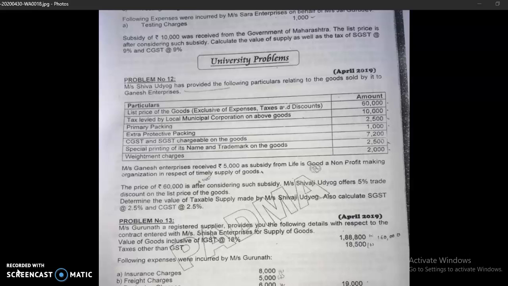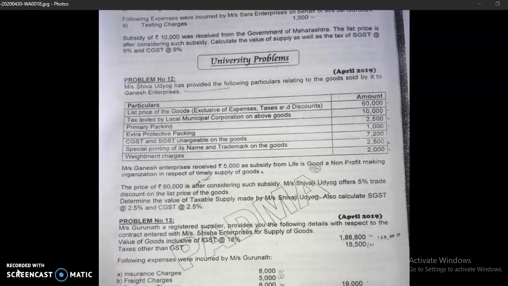So just remember, if you have incurred or earned any discount, that value is not to be included in the value of supply. And the second one, as I already explained, any subsidy received from the government, that may be the central government or state government, should not be included in the value of supply.